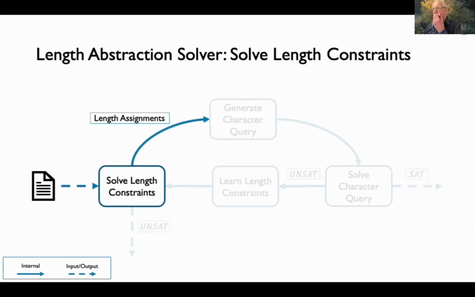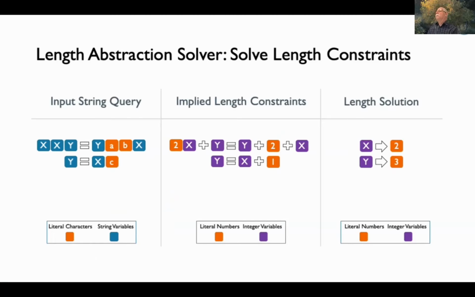Guessing lengths isn't really a guess though. Instead, we use an integer solver to find lengths that are consistent with the problem at hand and move forward with that solution. More specifically, the first time we solve for lengths, we take in the input query, generate implied length constraints, and call a linear integer arithmetic solver to get a solution.